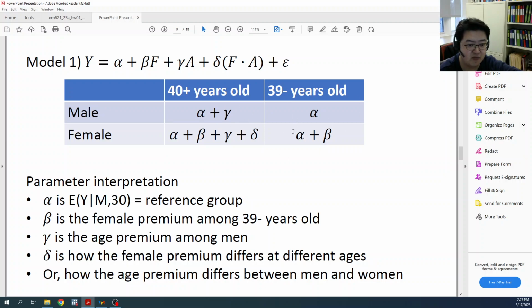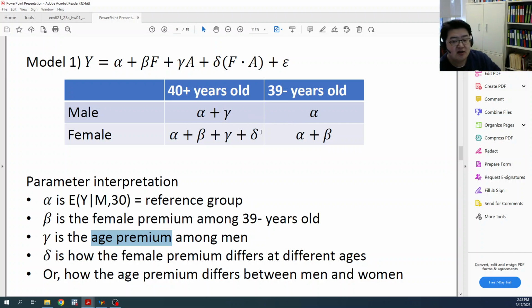From this information, you can interpret alpha as the reference group's average. Beta is the difference across male and female in these two groups. The difference between these two groups. So you may interpret beta this way: beta is the female premium among 30 years old. Right? And gamma is the other dimension. Difference in the other dimension. Gamma is the difference between 40 years old and 30 years old among men. So gamma is the age premium among male, right? So comparing these two groups.